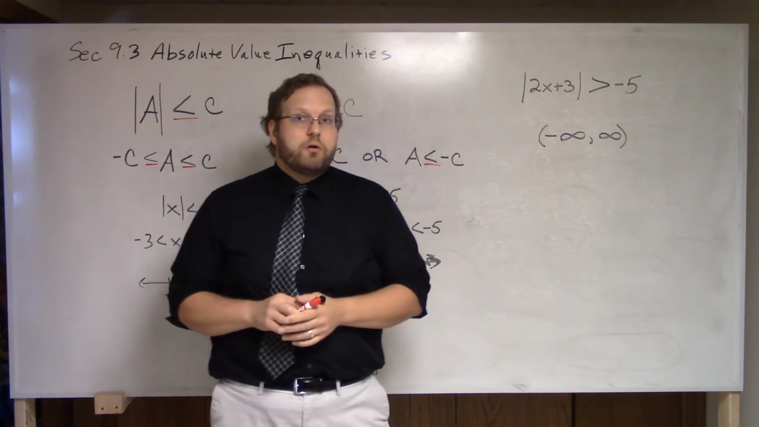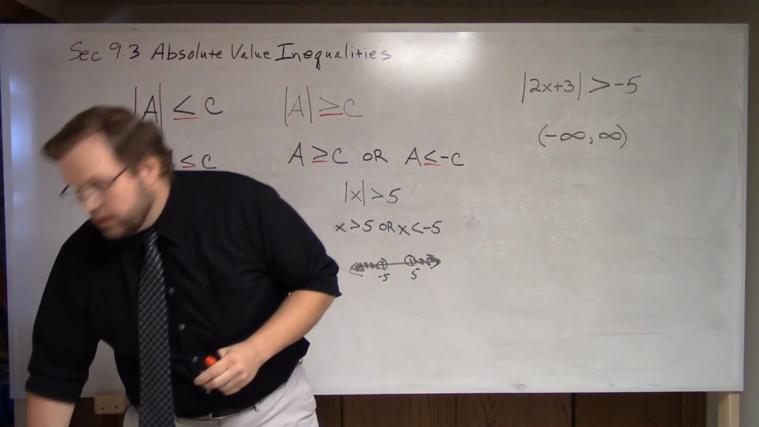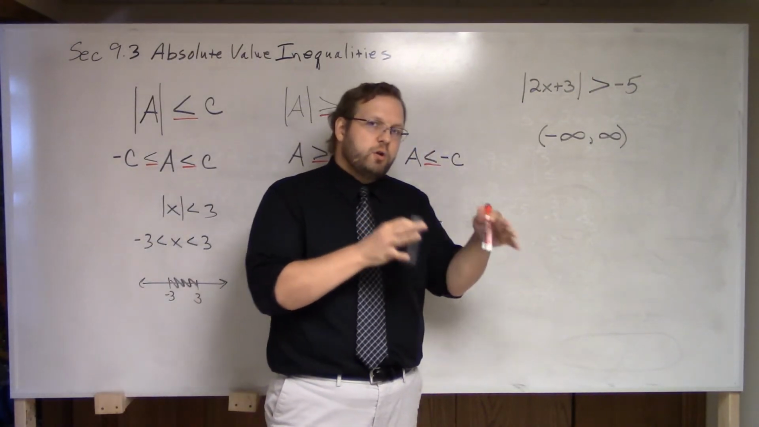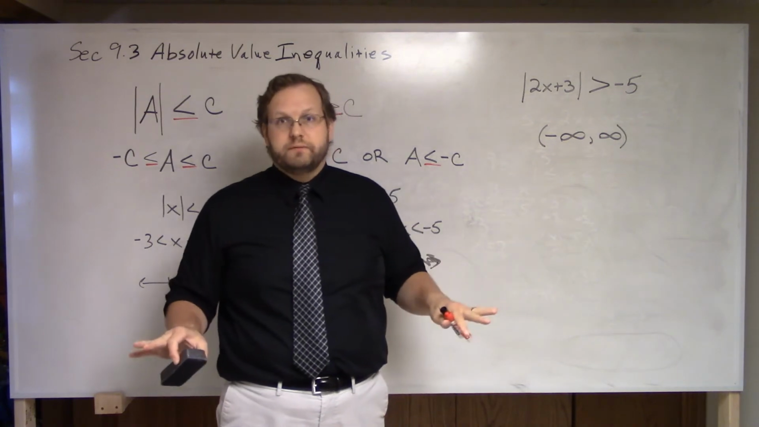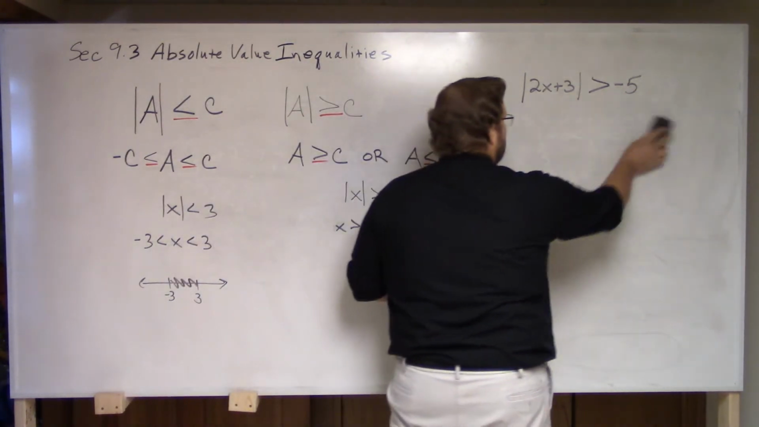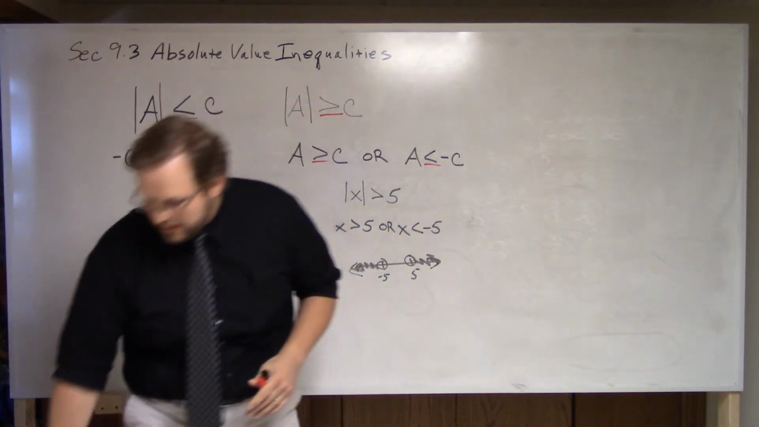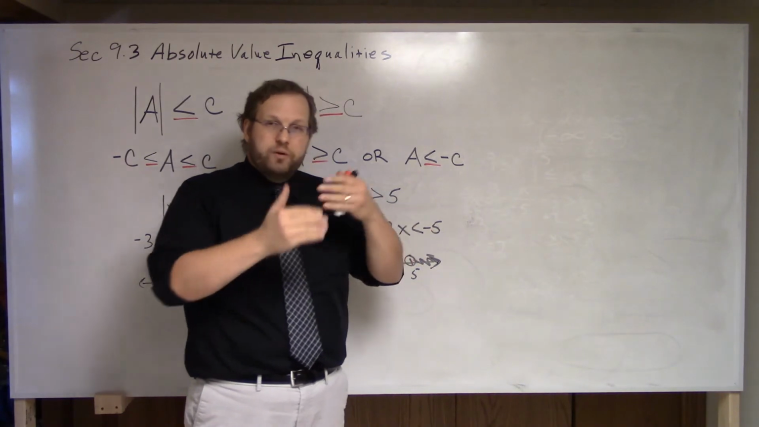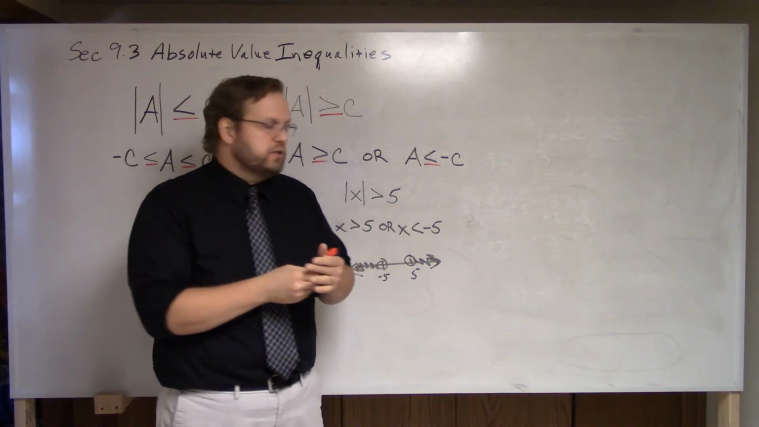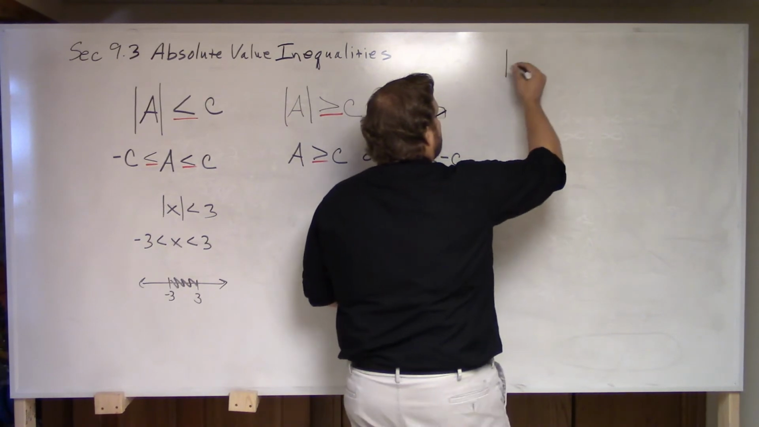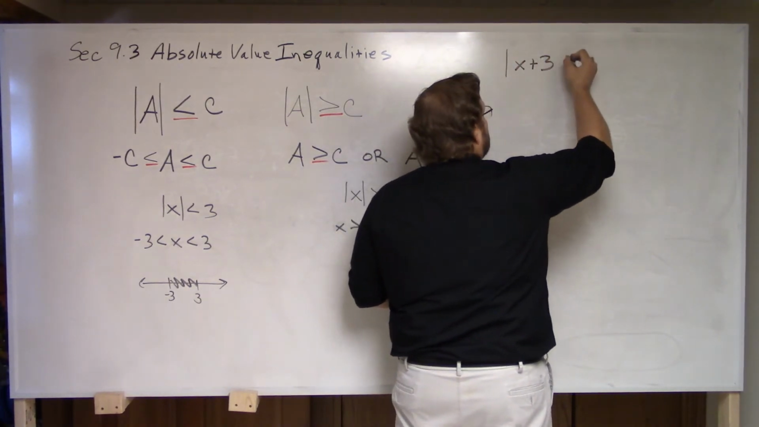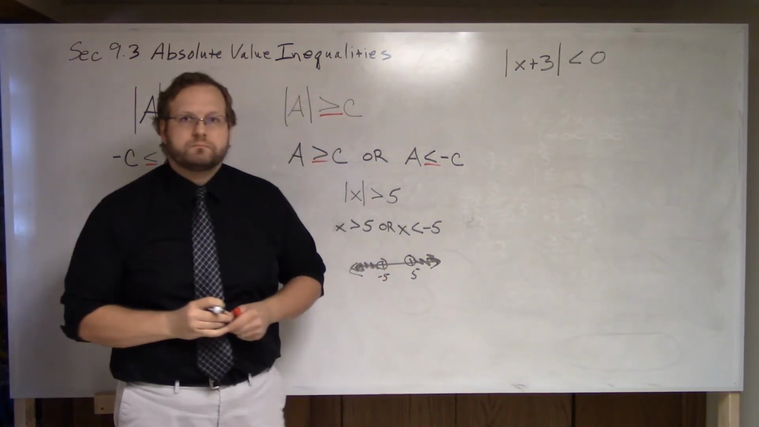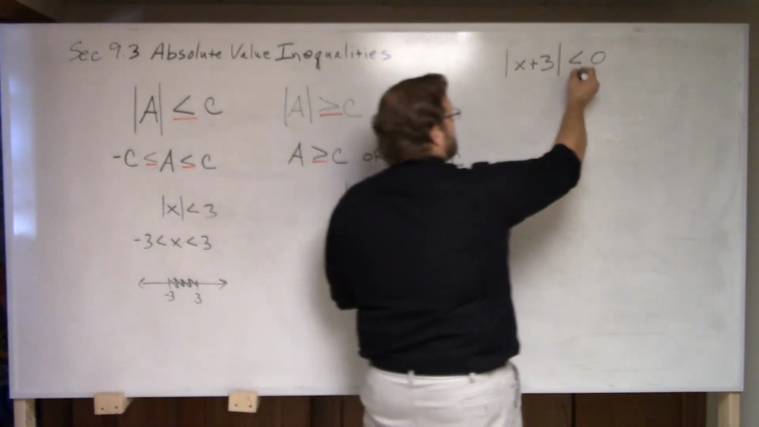Now, one other scenario that I want to show you is when we have a 0. When we had absolute value equations equal 0, we just dropped the bars and solved it. But here with the inequality, we got to be a little bit more careful. I'm going to keep it simple and keep the numbers consistent so you can see how just that inequality symbol can change things. So let's say I have absolute value of x plus 3 is less than 0. Actually, let's start with less than or equal to 0.